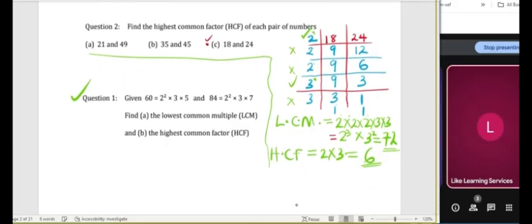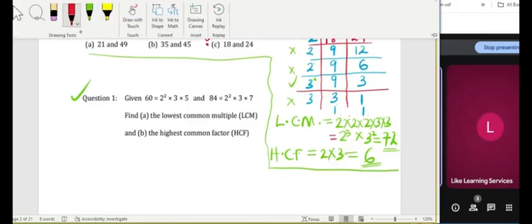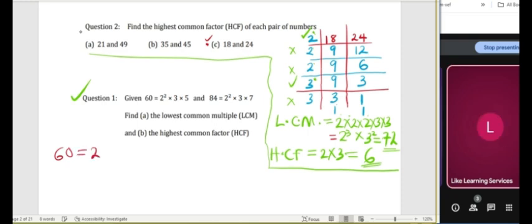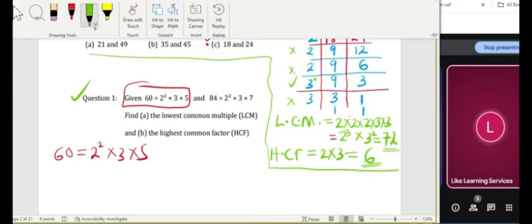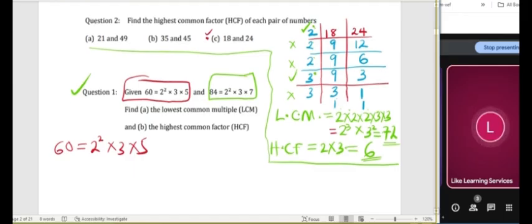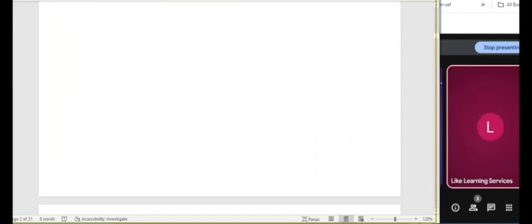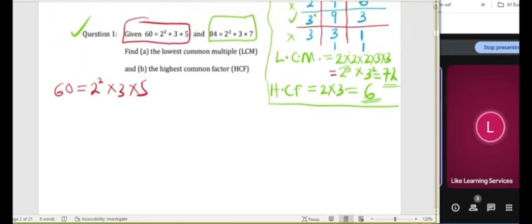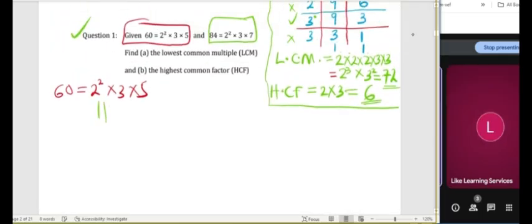Can you do this number? How do you answer this one? Are you ready? Okay, tell me. 60 is already giving us 2 raised to the power 2 times 3 times 5. Do you even know how we came about this? We call it prime factorization. Sometimes you may be asked to do that. Let me even write it down, assuming you didn't know. They may ask you, this is how it is done.